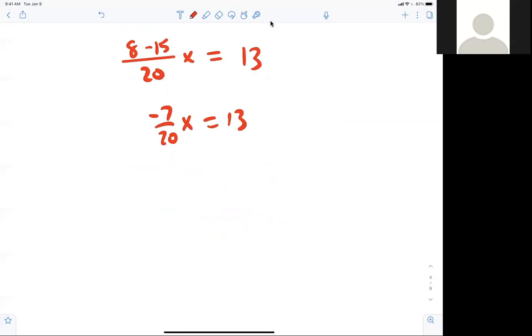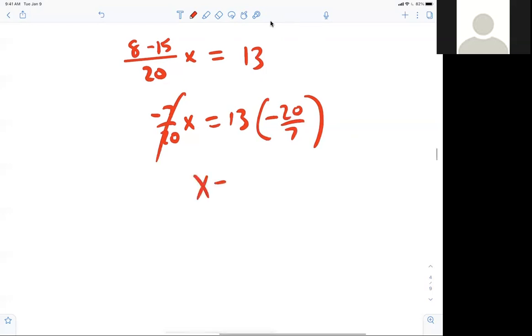All right, now what? Just find the positive. With fractions, always multiply by the reciprocal. You have to know that word. 20 over 7. Yes, 20 over 7, and then just don't forget to make it negative. Come on, we can do that, right? Solving a fraction, multiply by the reciprocal. So x is, can 13 and 7 reduce? No, so it's just negative 260 over 7. All right, good, good, good.